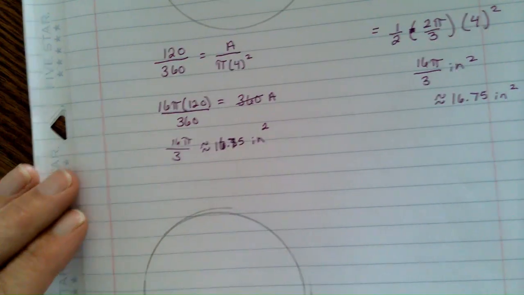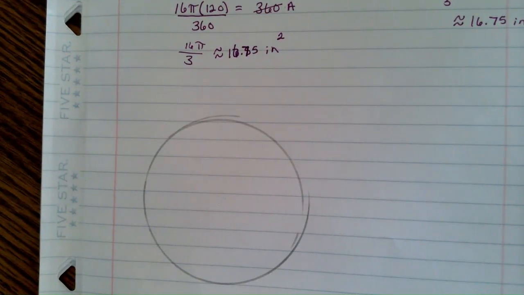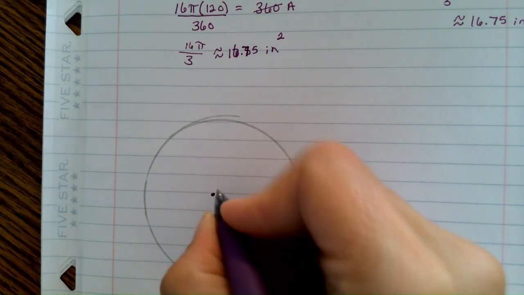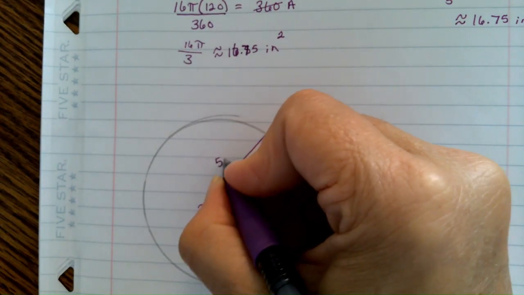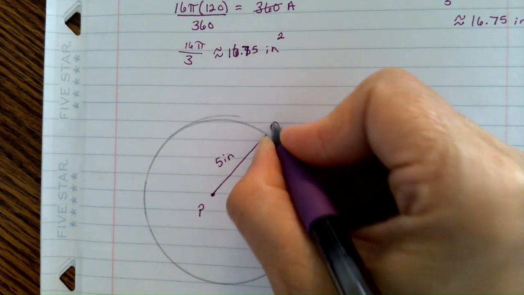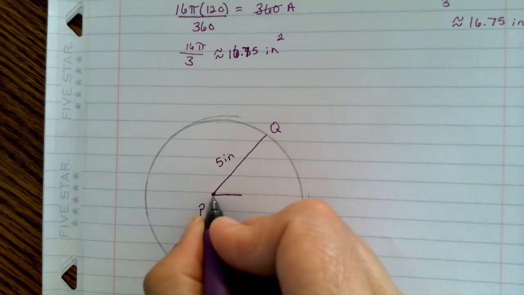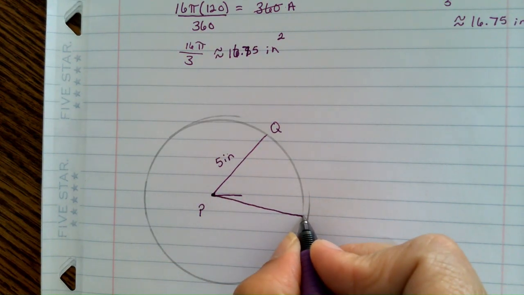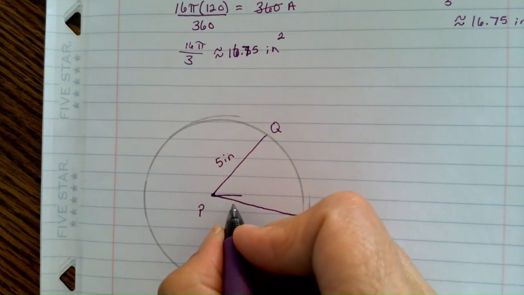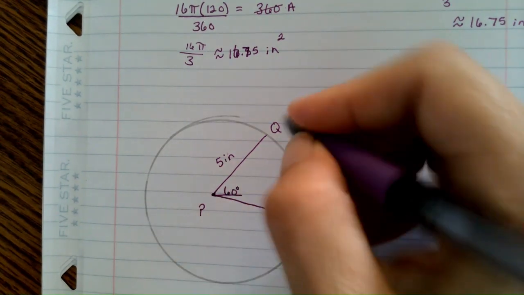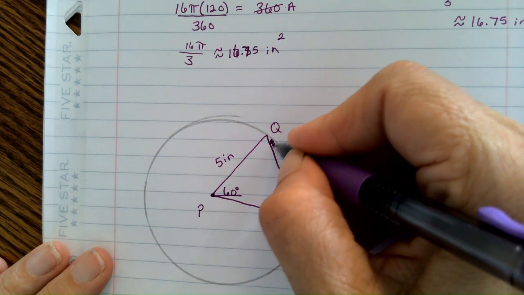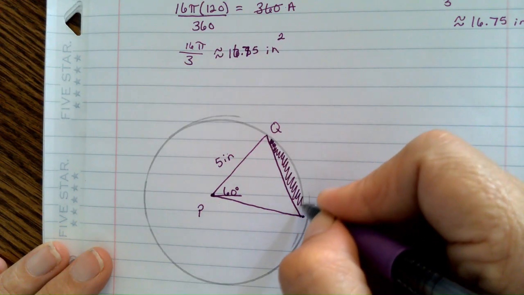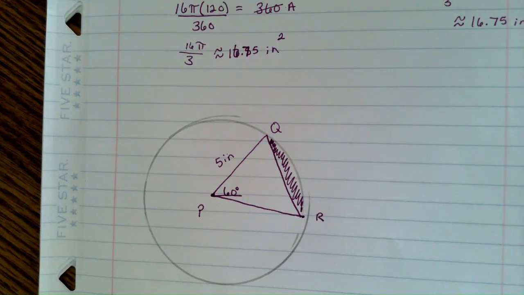Everything's going to be based off of what information they gave us. So center is P. We're gonna have a 5-inch radius to Q. It's a little small for my angle. There we go. Here's R. This is 60 degrees. And they only want the wedge. What is the area of the wedge?